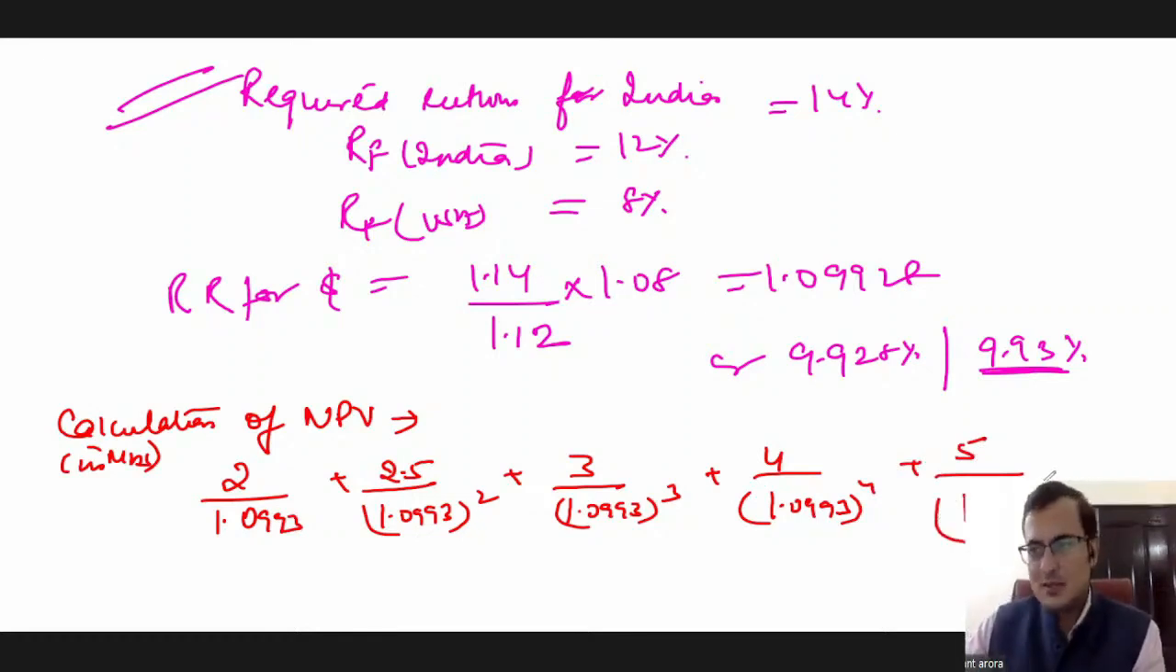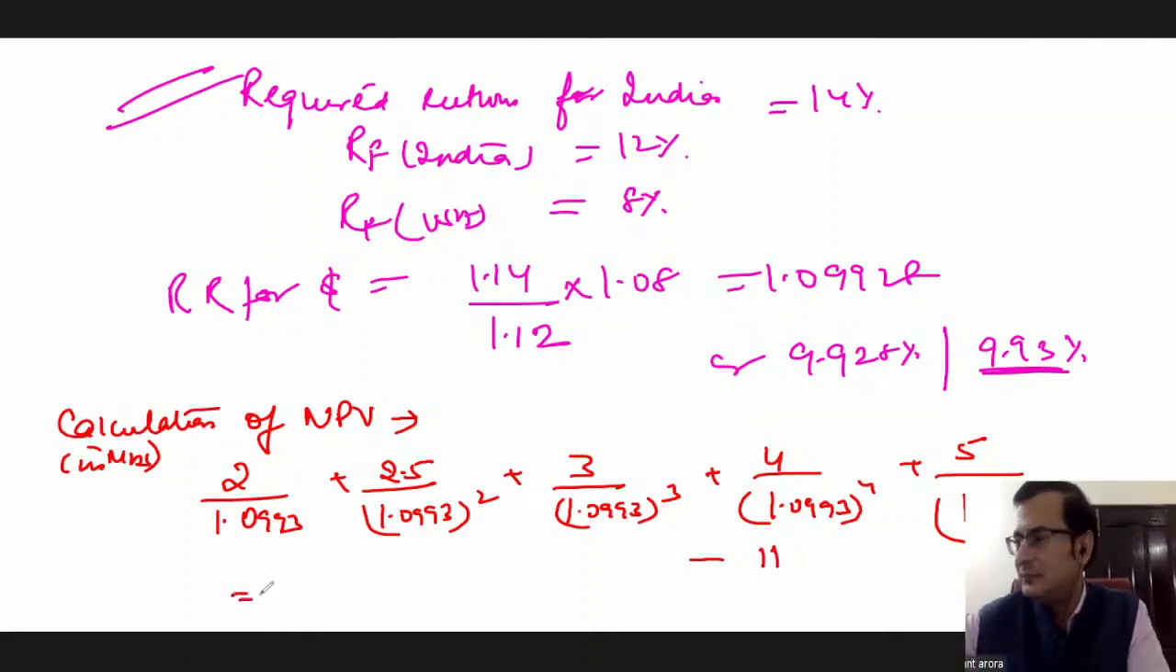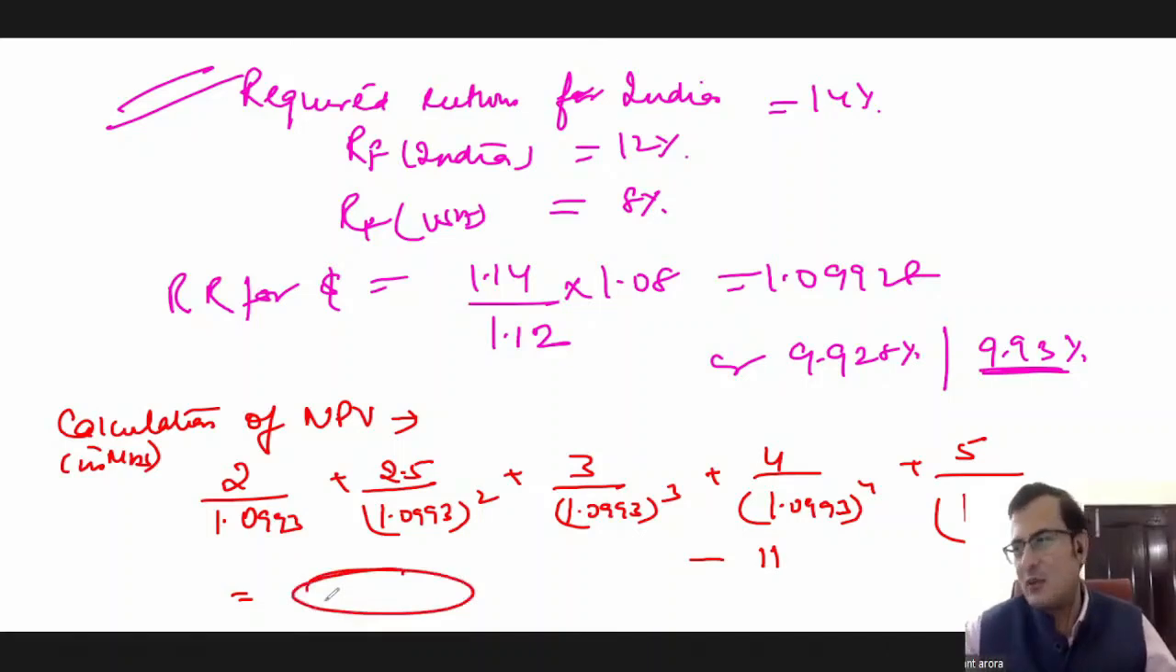Okay, no doubts. Minus the cash outflow, which was 11 millions. Okay, 110 lakhs or 11 millions, and you will get your answer. Clear? So I hope you will be able to do that. Simple, straightforward.